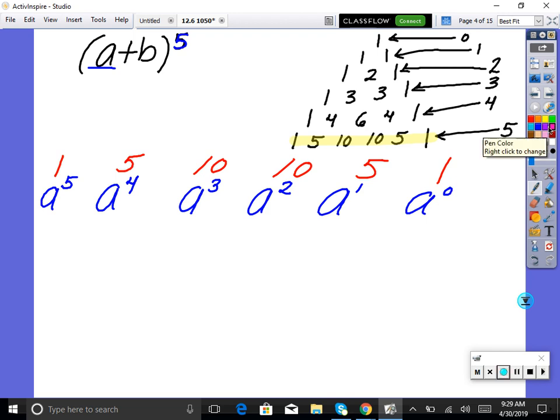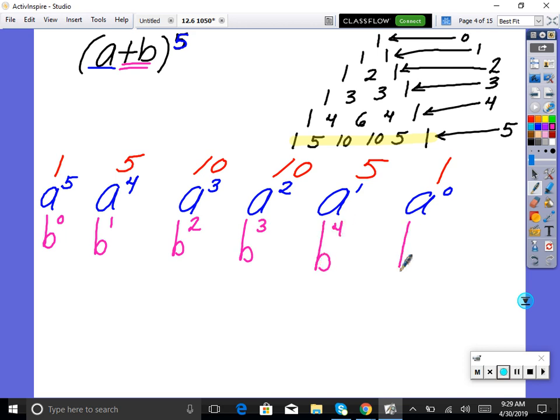Then we notice the back thing, including the sign, just so you know, is going to do the opposite of that. So it's going to start at 0 and count up to the highest degree. So we have b to the 0, b to the 1st, b to the 2nd, b to the 3rd, b to the 4th, and then b to the 5th.